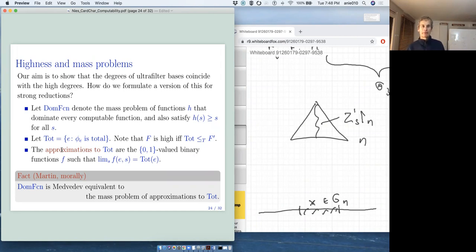So that's a mass problem. The functions h, so that for every computable function, h is almost everywhere above that function. And also for technical reasons, h should be above the identity. TOT is the set of indices of total computable functions. And we know that highness means TOT is Turing below F prime. Approximations to TOT are binary 0-1 valued functions, so that the limit over the second argument is the characteristic function of TOT. Martin basically proved, not in that language, but essentially, that DOM function is Medvedev equivalent to the mass problem of approximations to TOT.